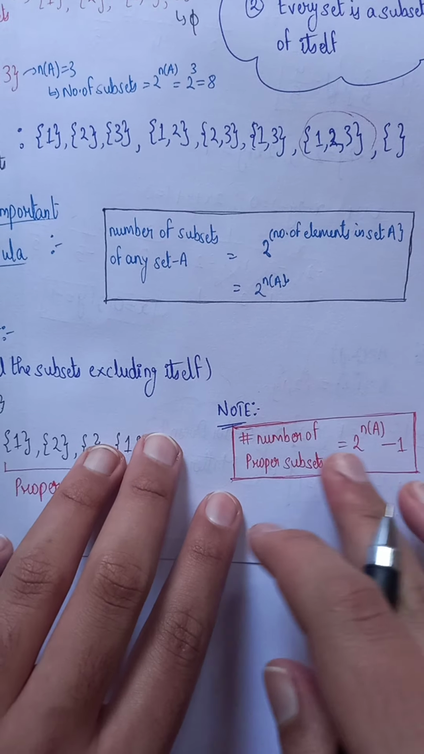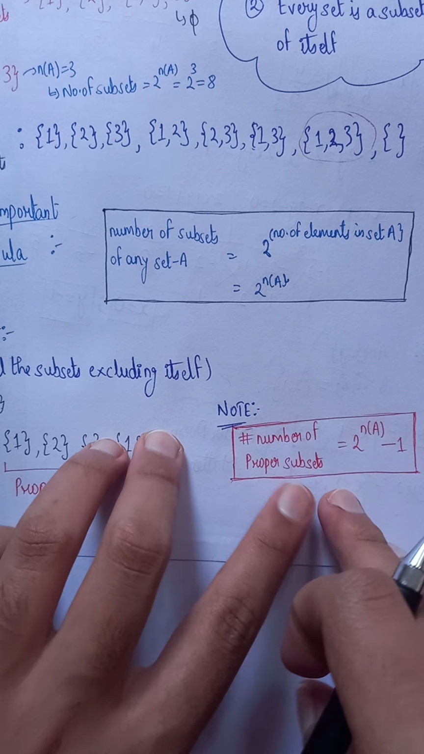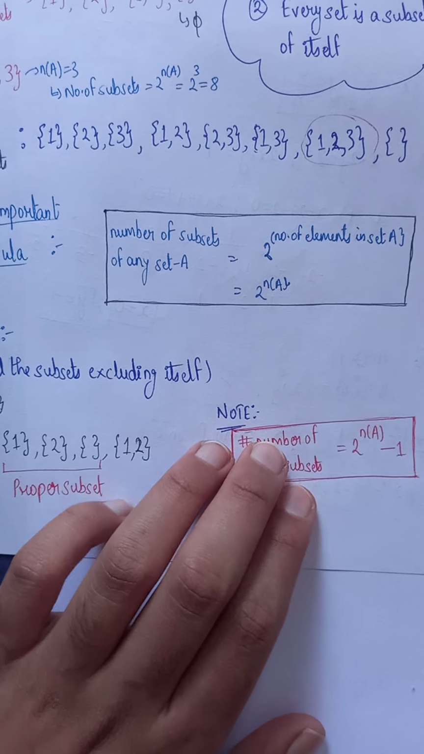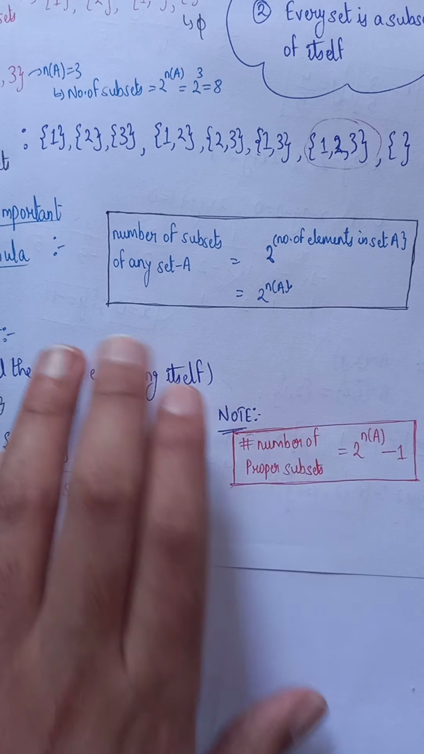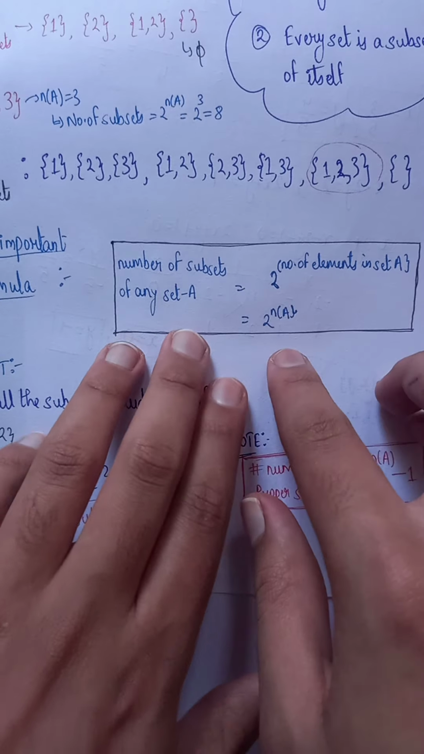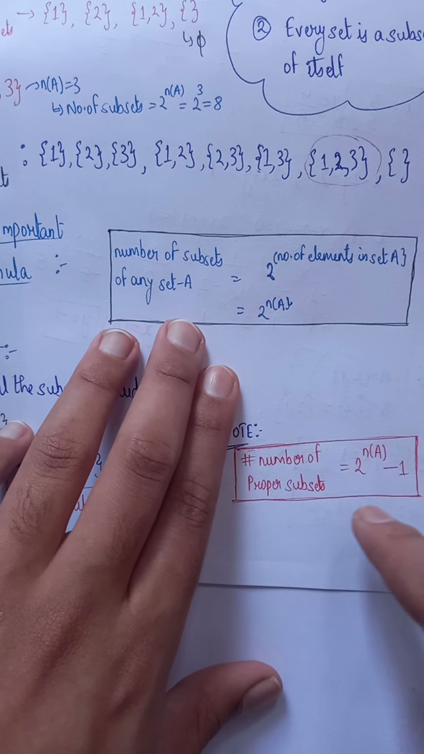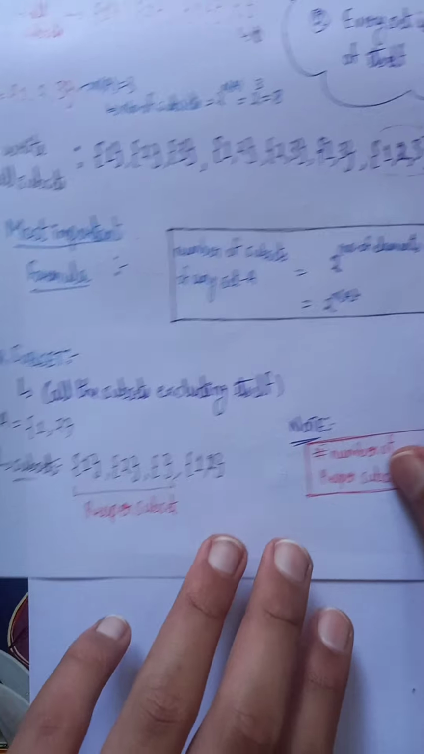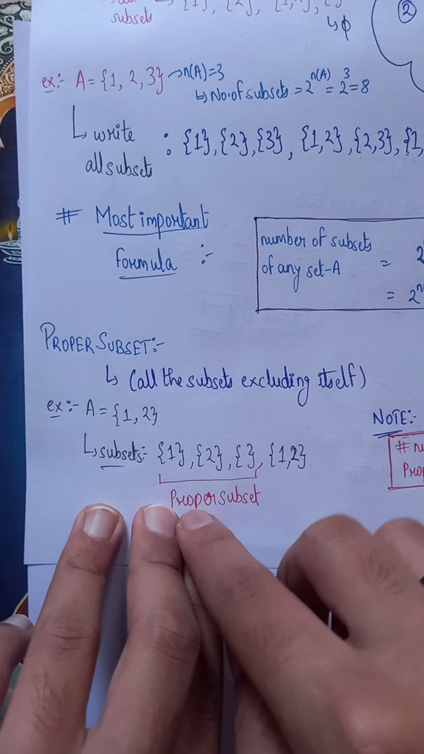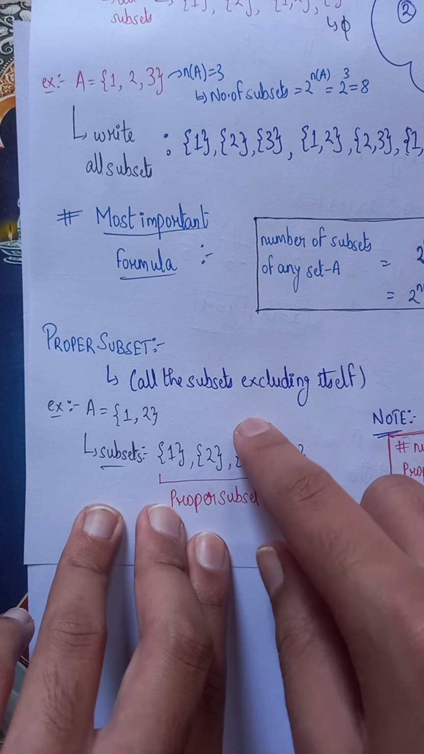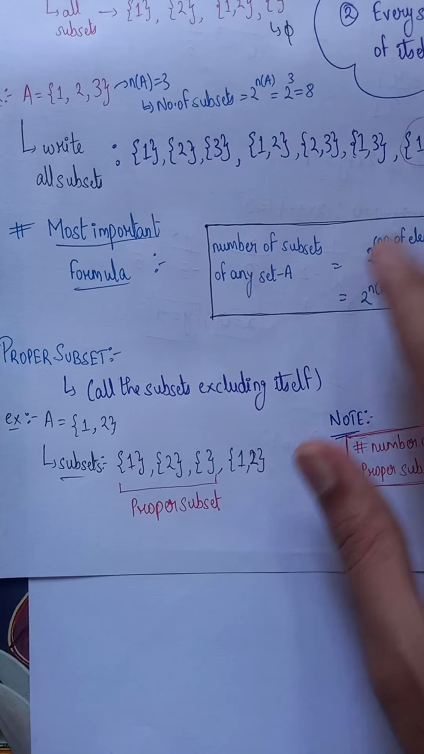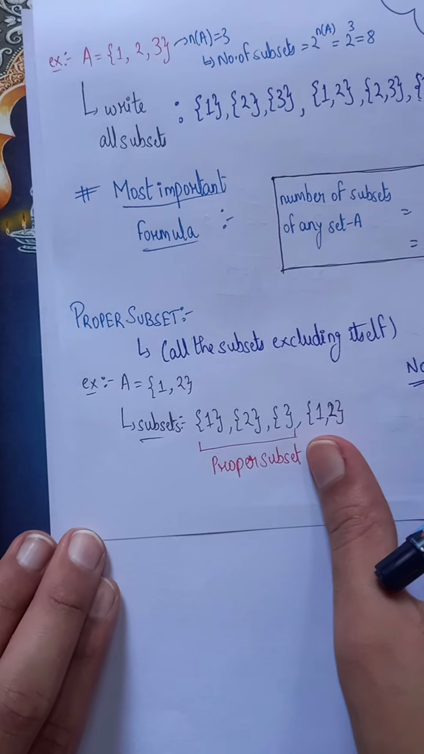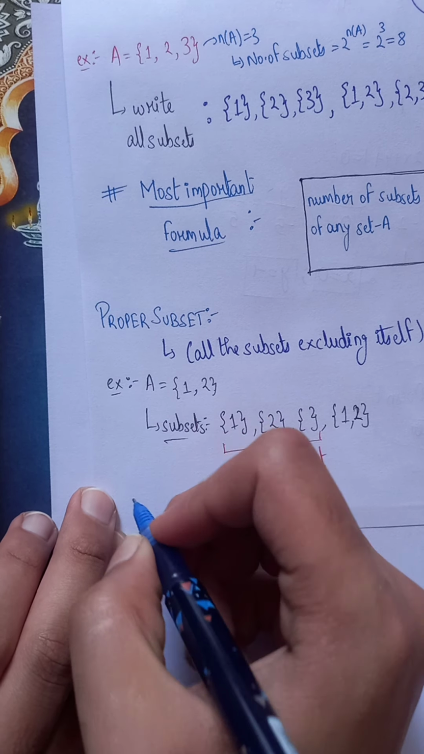Okay, let's write a note. The note is that to calculate the number of proper subsets, we write 2 to the power number of elements in set A, minus 1. Just like the most important formula for subsets is 2 to the power n(A), but here you just subtract 1, because proper subset is nothing but all the subsets excluding itself. I've repeated this point so many times, so I hope you understood.